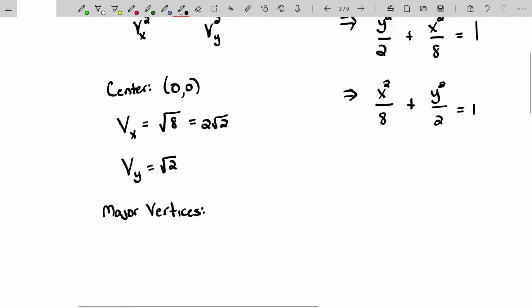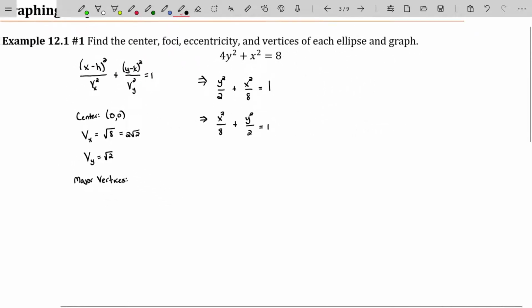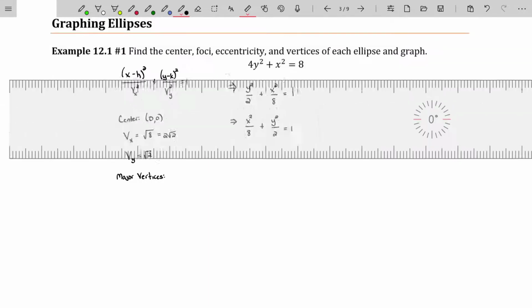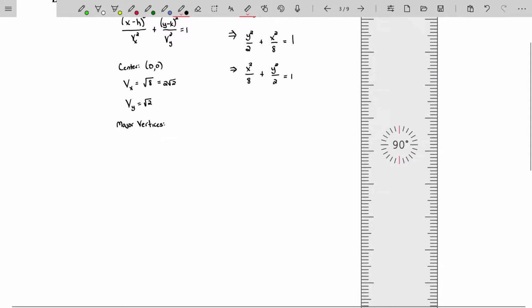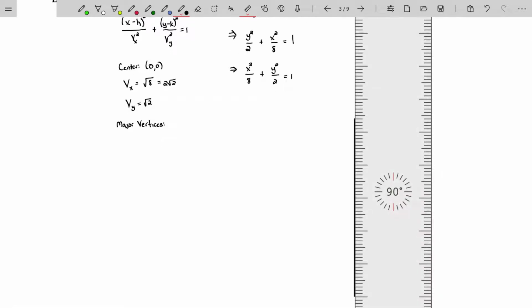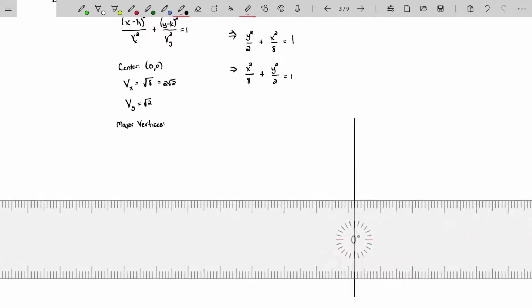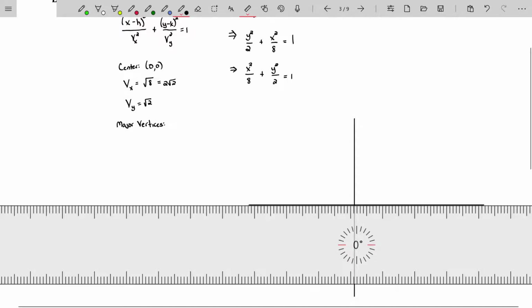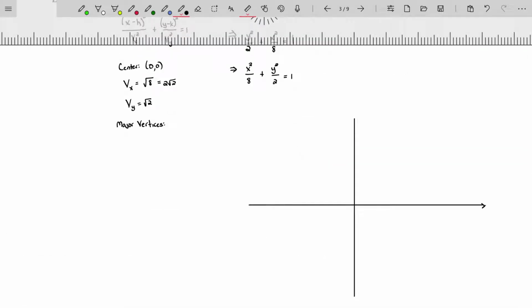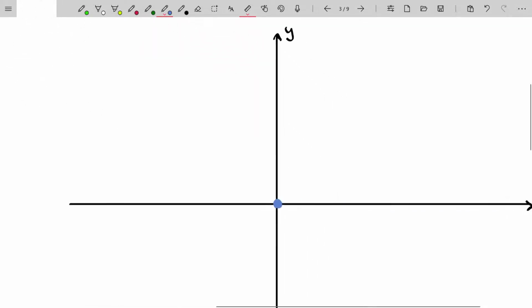Now, often I find that when you get to this step right here, it's much easier to grab a ruler or something like that and to just start graphing immediately. So I'll go ahead and draw in the y-axis, and I'll draw in an x-axis here and get that going. And then I'll label this x, label that y. We know that our center is at 0, 0. Our vertices in the x direction are 2 root 2 units away from that center.